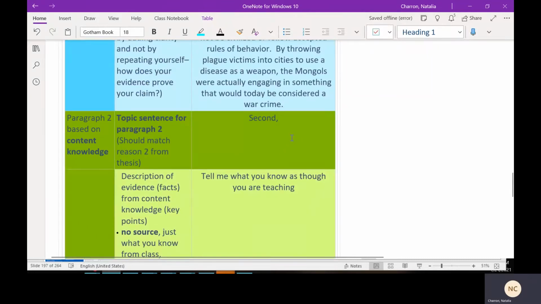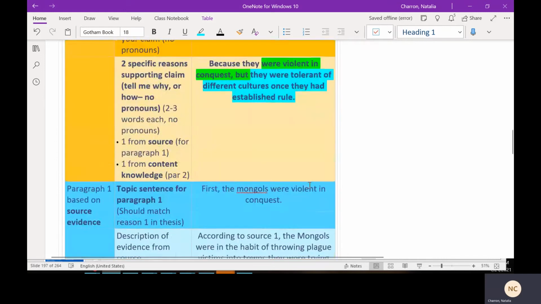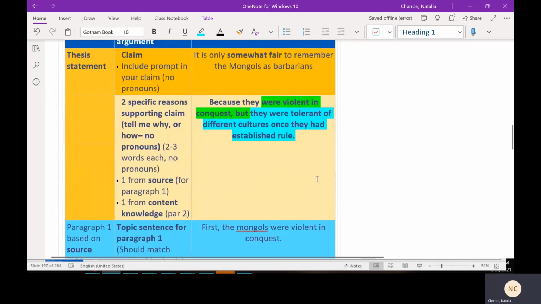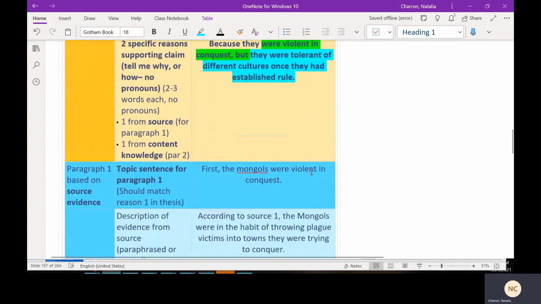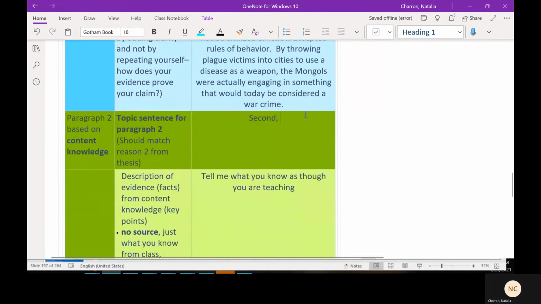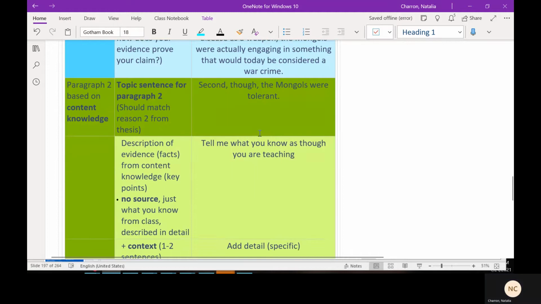Now for my second paragraph. Let's refresh my memory on what I said I was going to talk about. Second, they were tolerant of different cultures once they established rule. Okay, so I don't have to add information for my topic sentence. I just need to tell my audience that we're switching gears here. So second, though, the Mongols were tolerant. Okay.